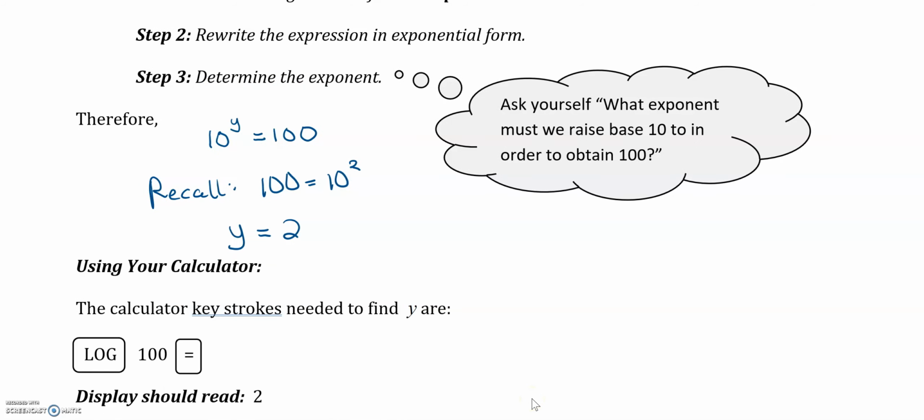We can verify this using our calculator by evaluating log of 100. Remember, when we have a base 10, it's a common logarithm and you just use the log button. So log of 100 is equal to, and you should get 2.